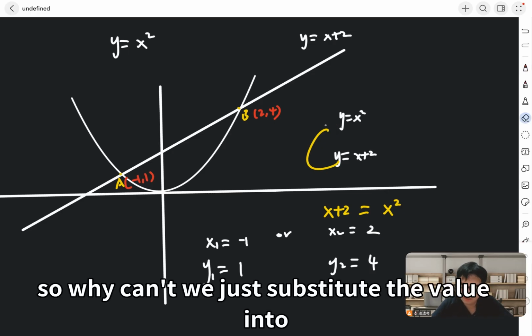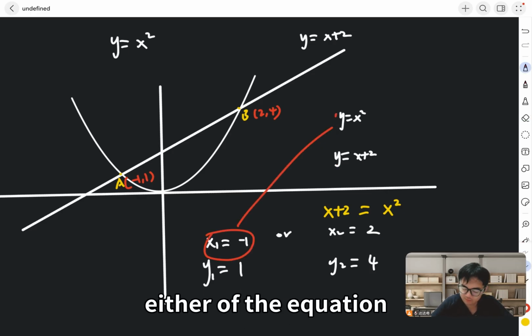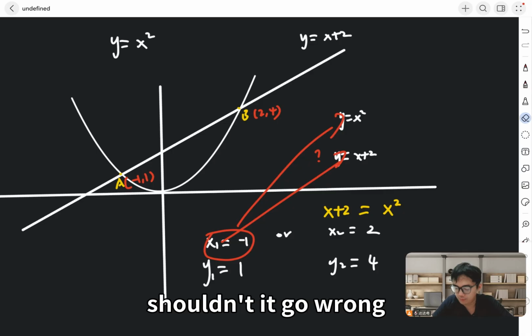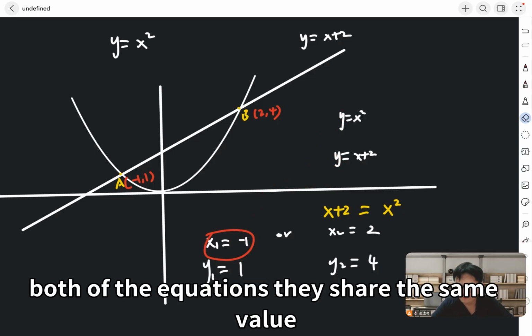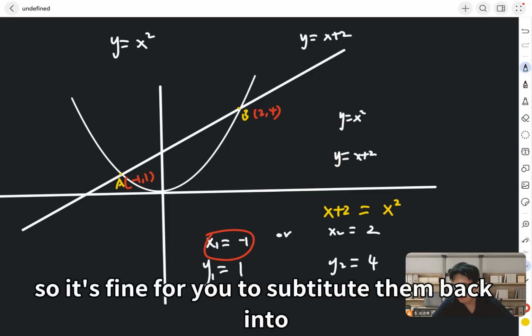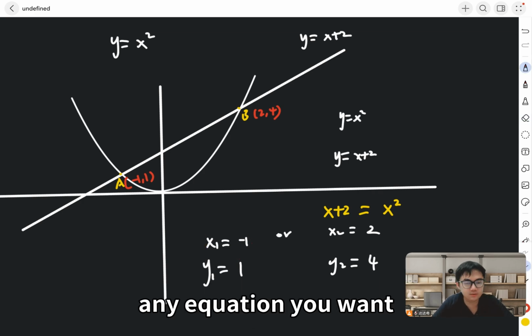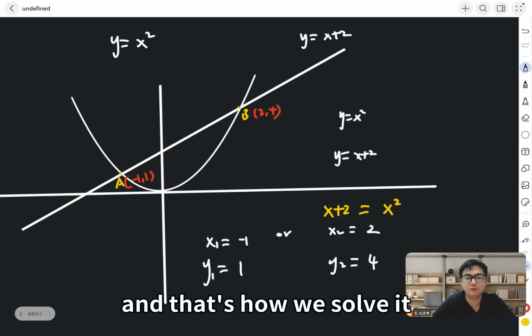So why can't we just substitute the value into either of the equations? Shouldn't it go wrong? Well, because both of the equations share the same value, so it's fine for you to substitute them back into any equation you want. And that's how we solve it.